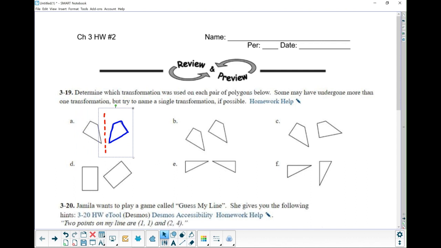A would be reflection across that line, right? The line of symmetry. So I would say reflection across the line of symmetry.